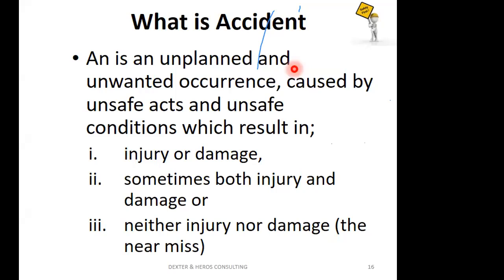Accidents are caused. What causes accident includes one, unsafe acts that people carry out, and two, the unsafe condition that they create. We'll come back to that later on. The third component of that definition is that when accident happens, it results in one, injury or damage. When we use damage, we are talking about impact of accident on environment, impact of accident on our assets, impact of accident on our reputation. So we use the word damage. When we use the word injury, it's on people.